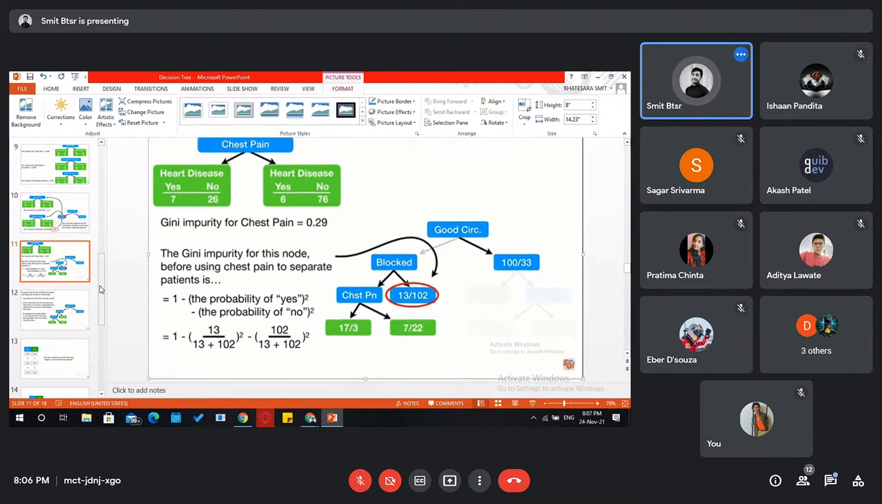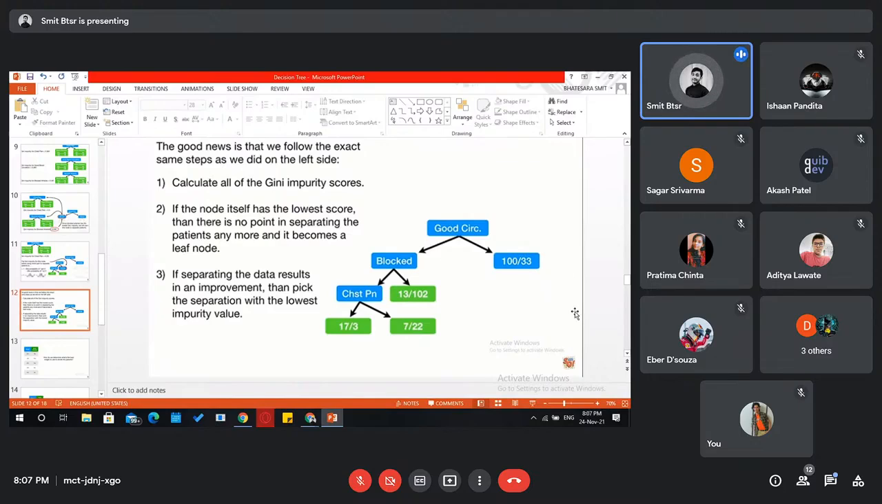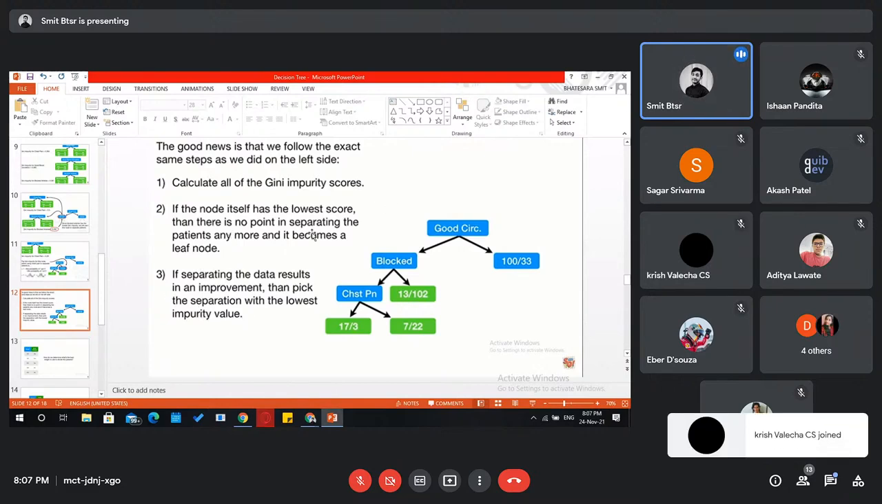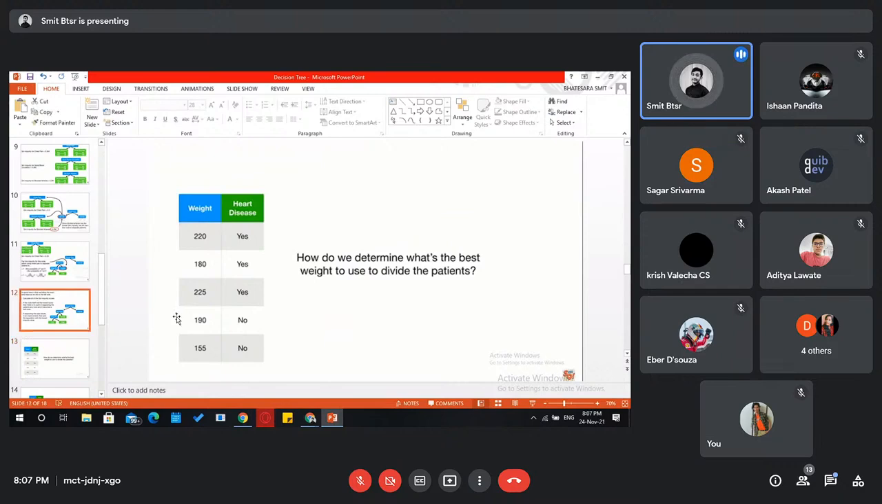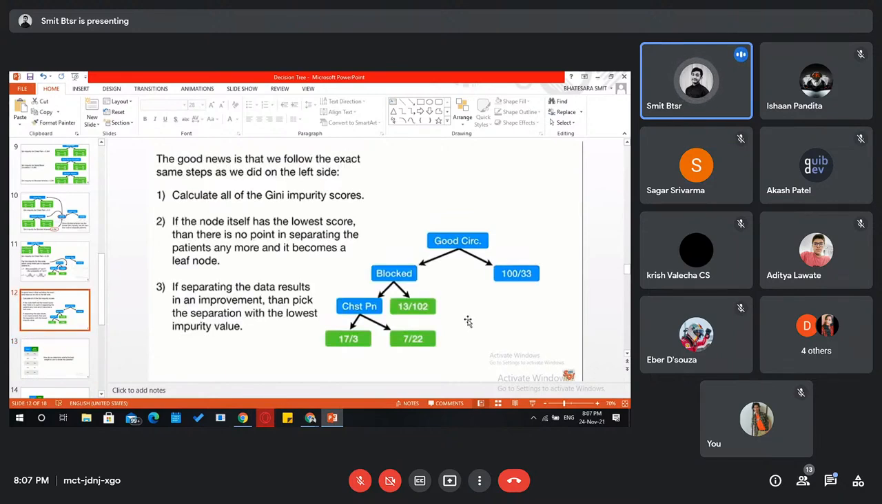Similarly, you can build this branch as well. You can similarly make this branch. There are just similar steps repeated. There are 3 steps: calculate impurity, select the least impure node, and then improve the result by lowering the impurity by going one step further, asking questions. Okay, so I think it's pretty much good for today.